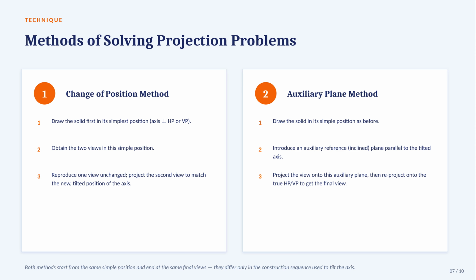Methods of projection. Next, we will discuss the methods used to solve projection problems. There are two common methods. The change of position method begins by drawing the solid in its simplest position and then tilting it to the required orientation. The auxiliary plane method introduces an additional inclined reference plane to obtain accurate projections. Although the construction differs, both methods produce the same final views.